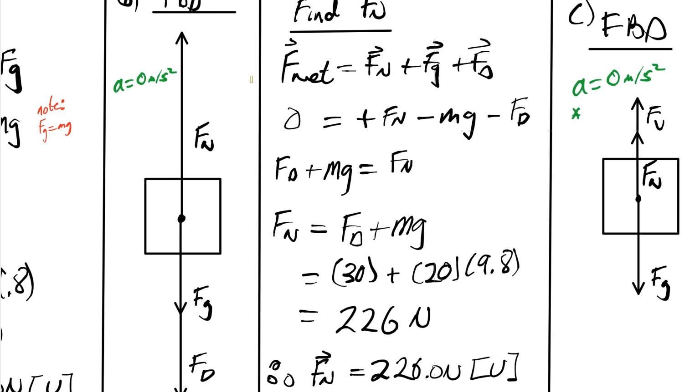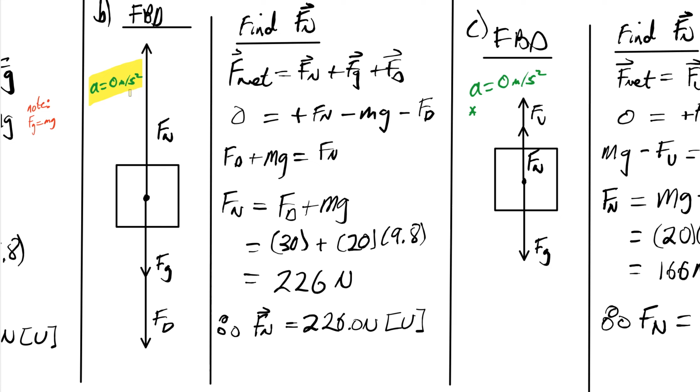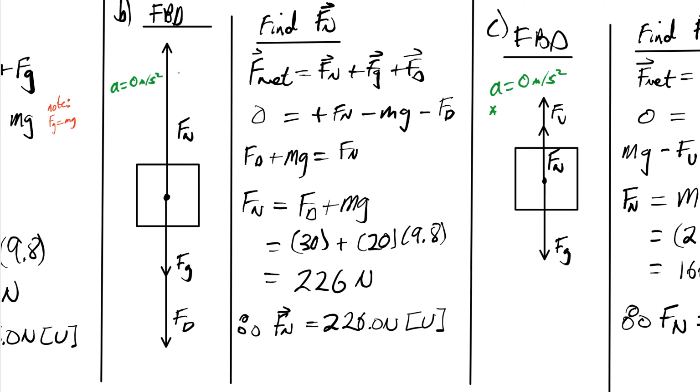Now let's take a look at the situation for part B. In part B, we are still at rest. It's still sitting on the table, which means that the acceleration is 0 meters per second squared. If the acceleration is 0 meters per second squared, that must mean that the net force must also be 0. So the big idea here is that the sum of all the forces acting up must be equal to the sum of all the forces acting down with respect to their magnitude.